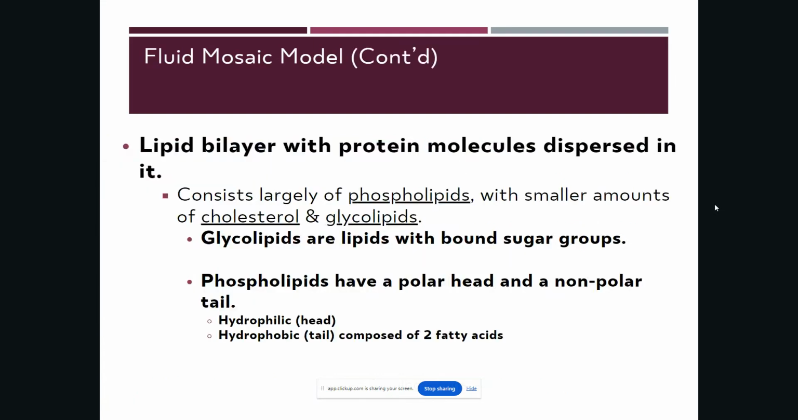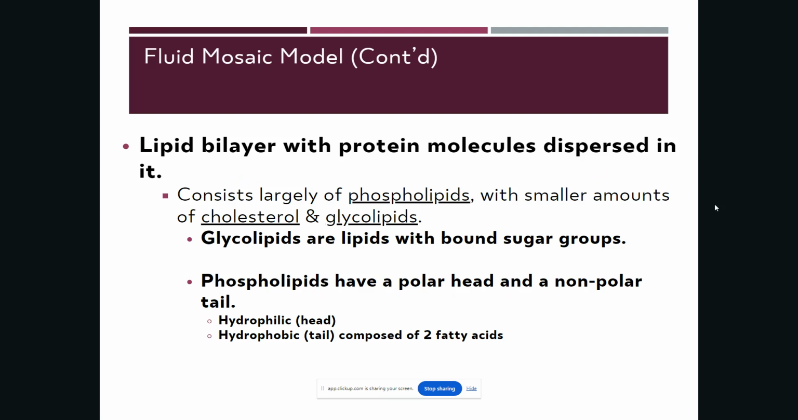So let's continue talking about that lipid bilayer. It is 2 layers of phospholipids, and we have proteins dispersed throughout. Again, most of that bilayer is phospholipids, but we can't overlook cholesterol and the glycolipids. The glycolipids are part of the sugar coating, and they tend to be found on the outside, and they're called glycolipids because it's a lipid bound to a sugar group.